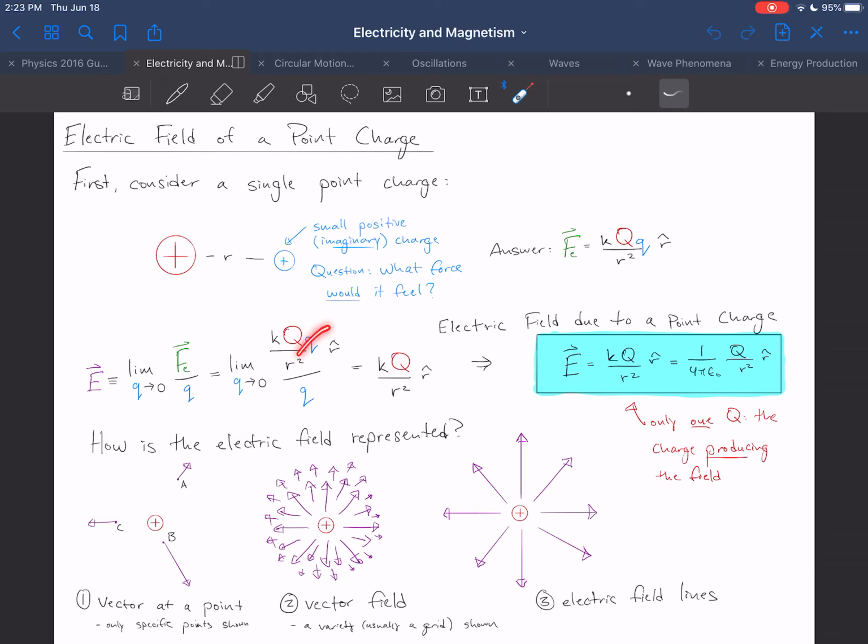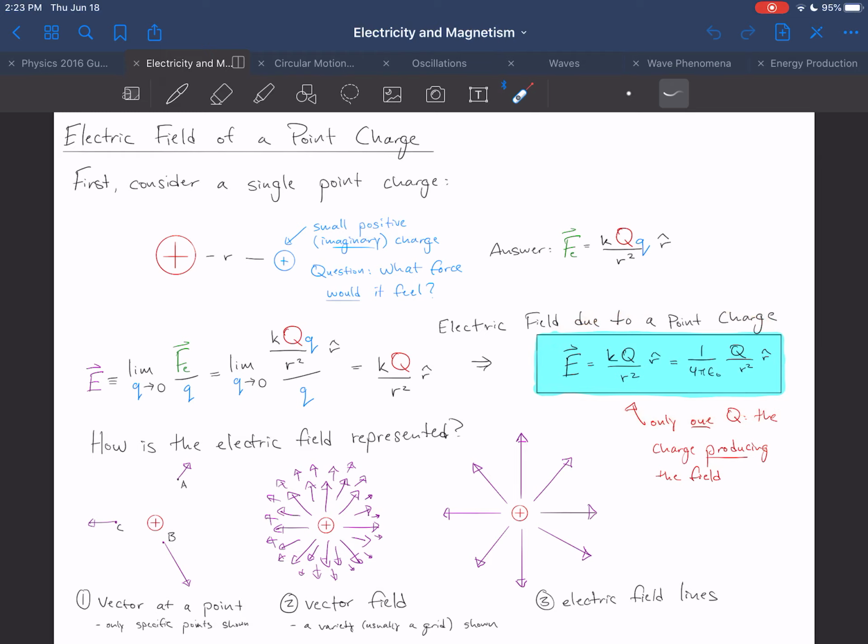So the little q's cancel, and we can see that the size of the small positive test charge doesn't matter, which is good. That's important. Remember, this is the field only due to this big positive guy, not due to anything else. So whatever we imagine to be there shouldn't matter. And indeed it doesn't. These little q's cancel, and you get that the electric field due to a single point charge is k times Q divided by r squared r hat. This looks very similar to Coulomb's law, but it has one important difference, which is the lack of that small charge.